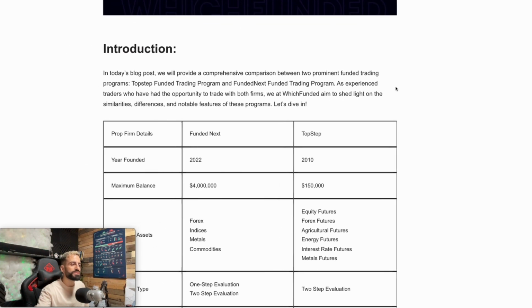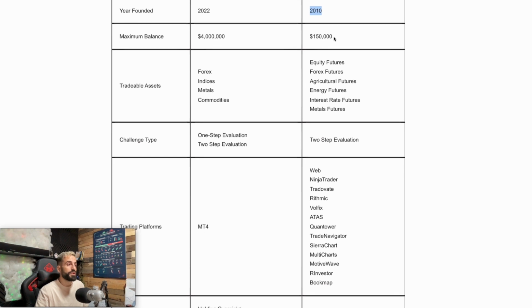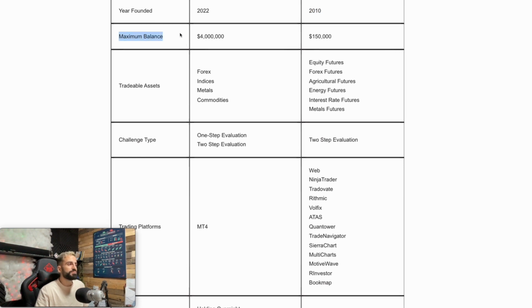Let's start with the comparing. The founded year of FundedNext is 2022, quite new, and Topstep is 2010. So that's quite long for a prop firm. Maximum balance is 4 million for FundedNext, and $150,000 for Topstep.